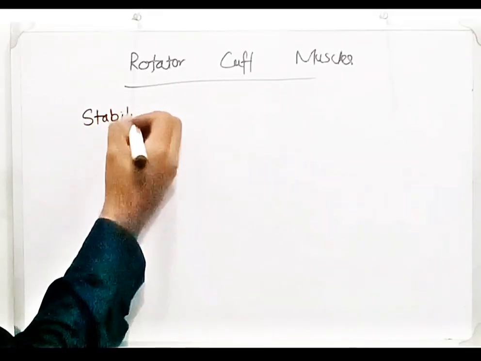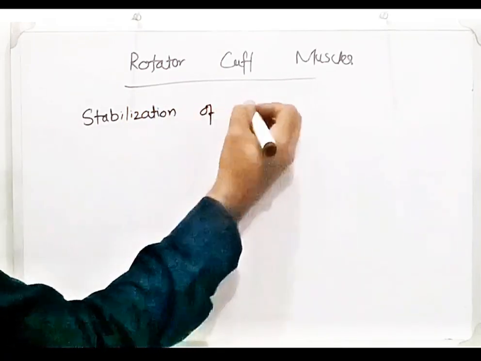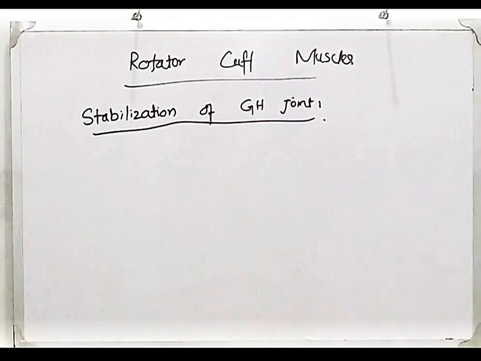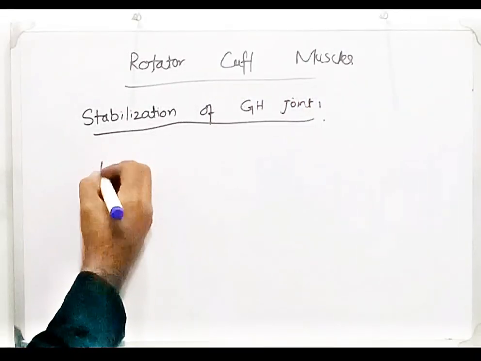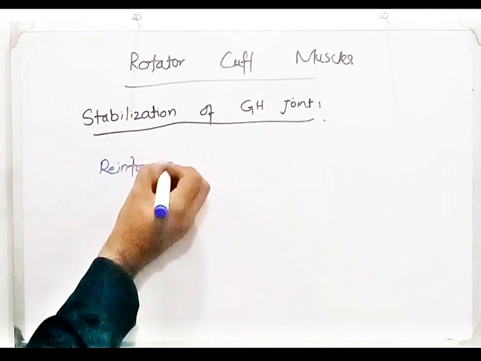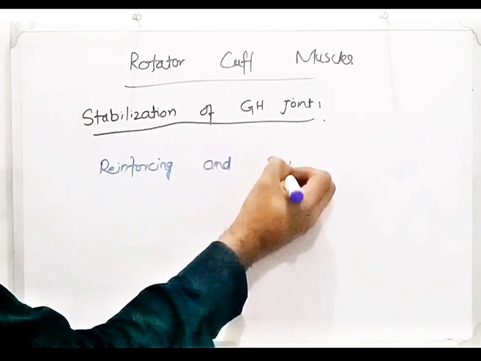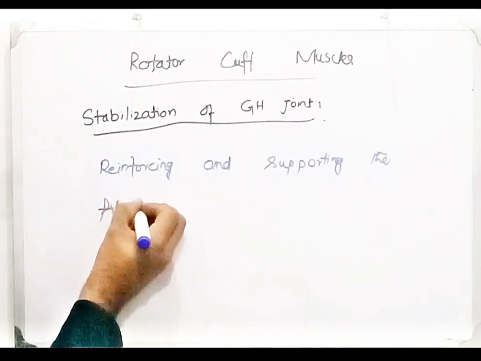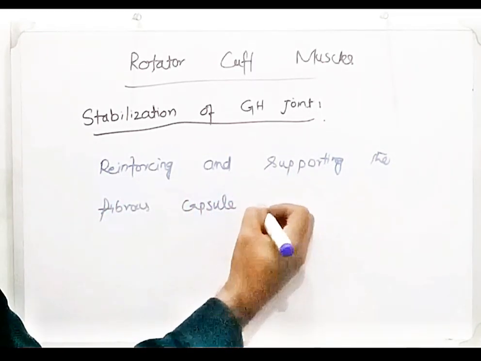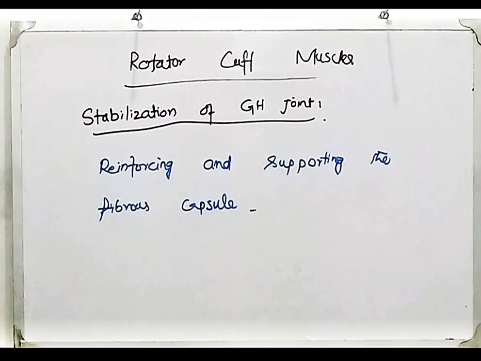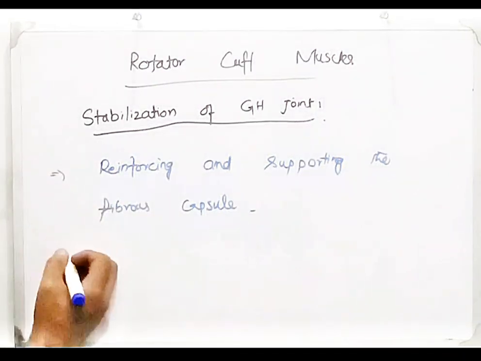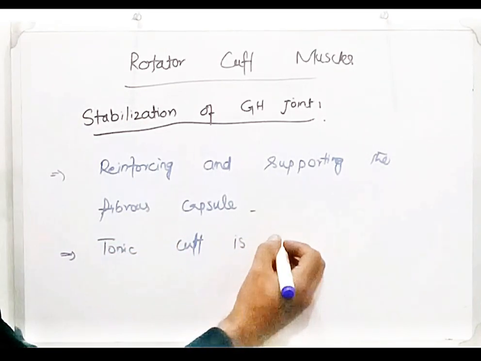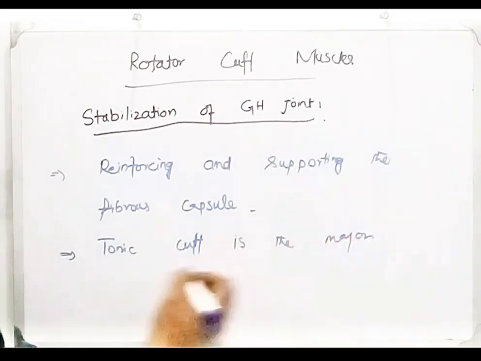Now, talking about the stabilization of the joint, how is the rotator cuff muscle group involved in the stabilization of the glenohumeral joint? This muscle group forms a musculotendinous cuff. This cuff blends with the fibrous capsule of the shoulder joint and reinforces and supports this fibrous capsule. Tonic contractions of this cuff are responsible for holding the humeral head in the glenoid cavity.